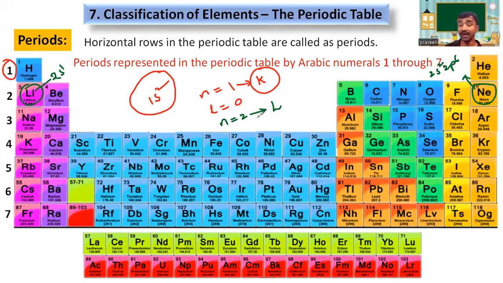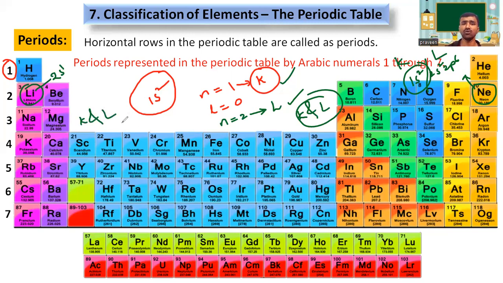So how many energy levels are in the second period? K as well as L. n equals 1 is the K shell, n equals 2 is the L shell. In the neon electronic configuration, 1s2 is the K shell and 2s2 2p6 is the L shell. So K and L are the main shells of the second period. Can you see the third period? Same K and L shells.